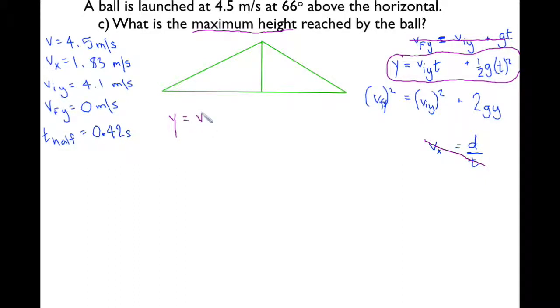So our height is equal to VIY times t plus 1/2 g t squared. Now in this one, we're going to use our half time because the max height occurs at the end of this half time. And so I don't want the full time, I just want the half one that I solved for, which I have over here. So my initial y velocity is 4.1 meters per second. My time is 0.42 seconds.